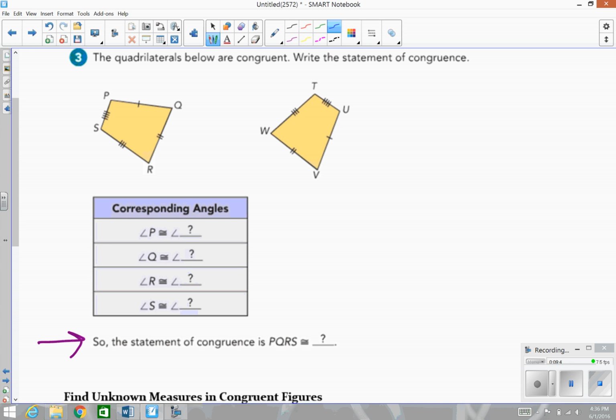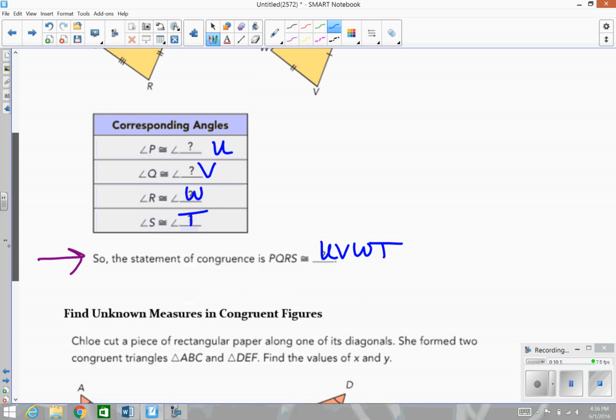Okay, now that you've given that a try, let's go over this. Angle P is congruent to angle U. Angle Q is congruent to V, R congruent to W, and S congruent to T. So we can say that this quadrilateral PQRS is congruent to UVWT. Jot down any questions you might have.